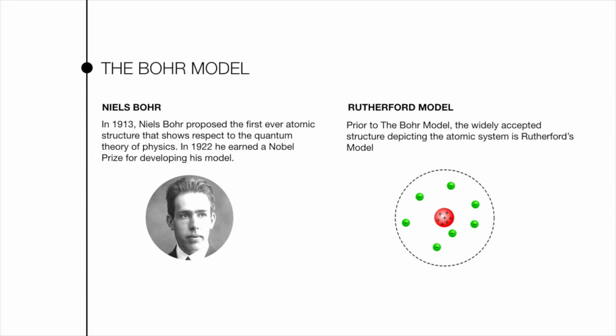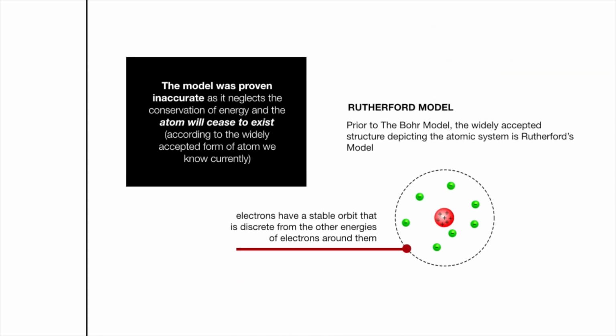Prior to the model, the widely accepted structure depicting the atomic system was Rutherford's model. The model was proven inaccurate as it neglects the conservation of energy. By this model, accelerating electrons must radiate electromagnetic energy. In this case, the electron will be drawn into the nucleus and the atom will cease to exist, according to the widely accepted form of atom we know currently.